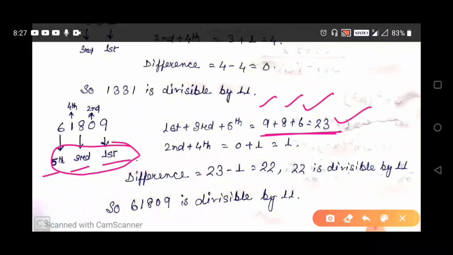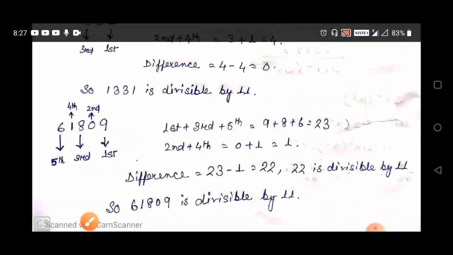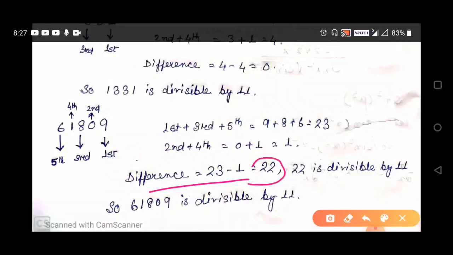Now the digits at the even places are 0 and 1. Remember, we will mark the digits from the right side. So whenever we will add the second digit and the fourth digit from the right side, we will get 1. Now we will find the difference. Whenever we will find the difference, our answer is 22. 22 is divisible by 11. So the given number is divisible by 11.